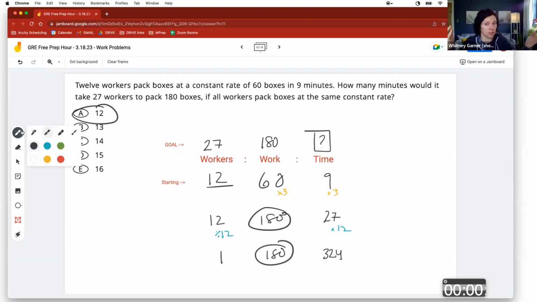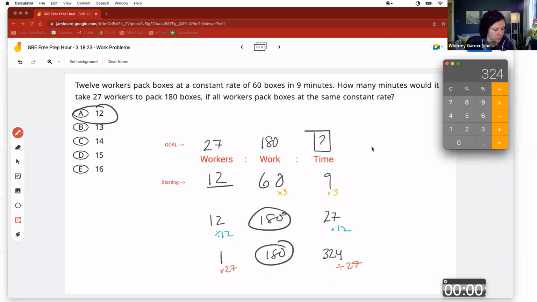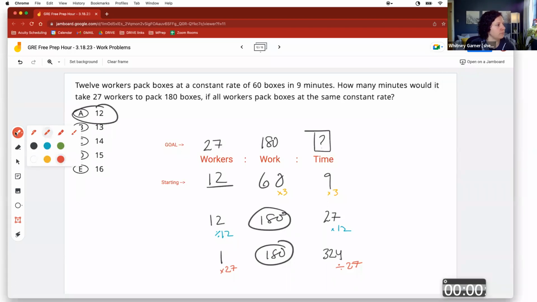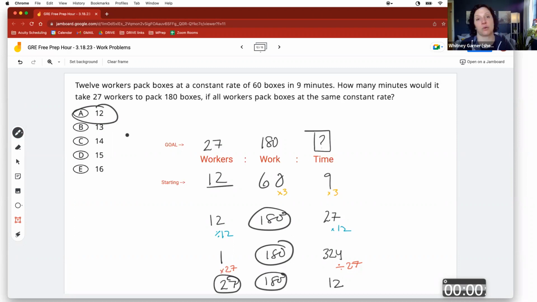And now, because they're on the ends, I just have to remember that when I multiply this one by 27, I divide this one by 27. And so we'll grab our calculator again. 324 divided by 27 is 12. So here's my 27 where I wanted it, 180 where I wanted it. Here's 12. That's my answer. So it doesn't matter which one you start with.